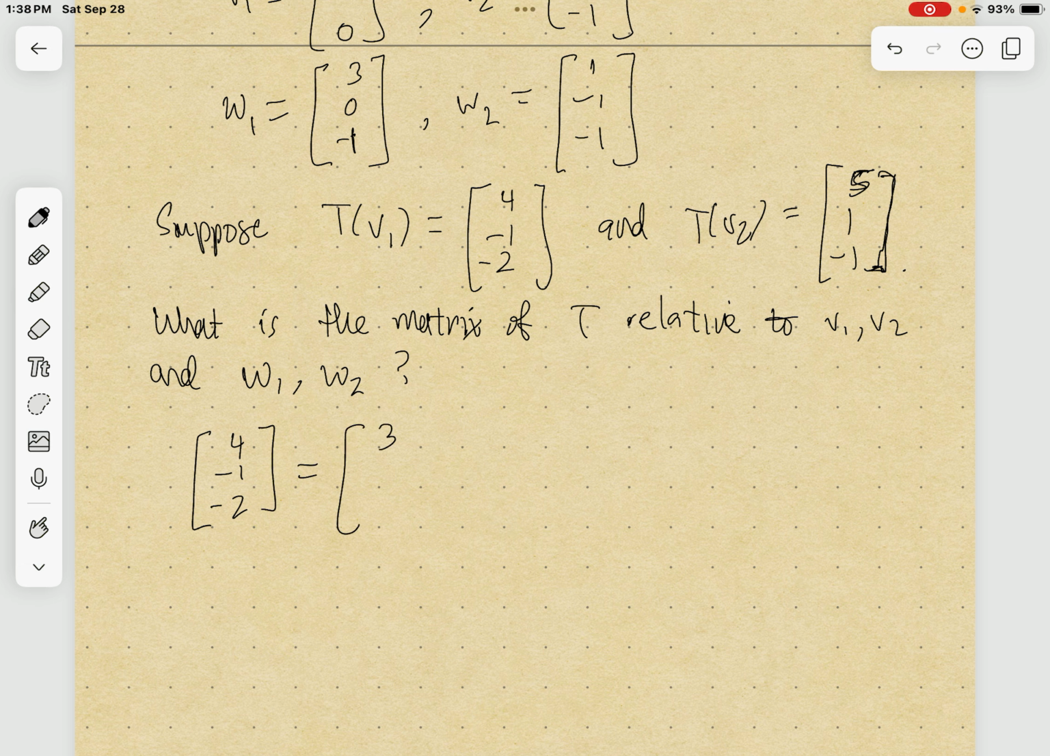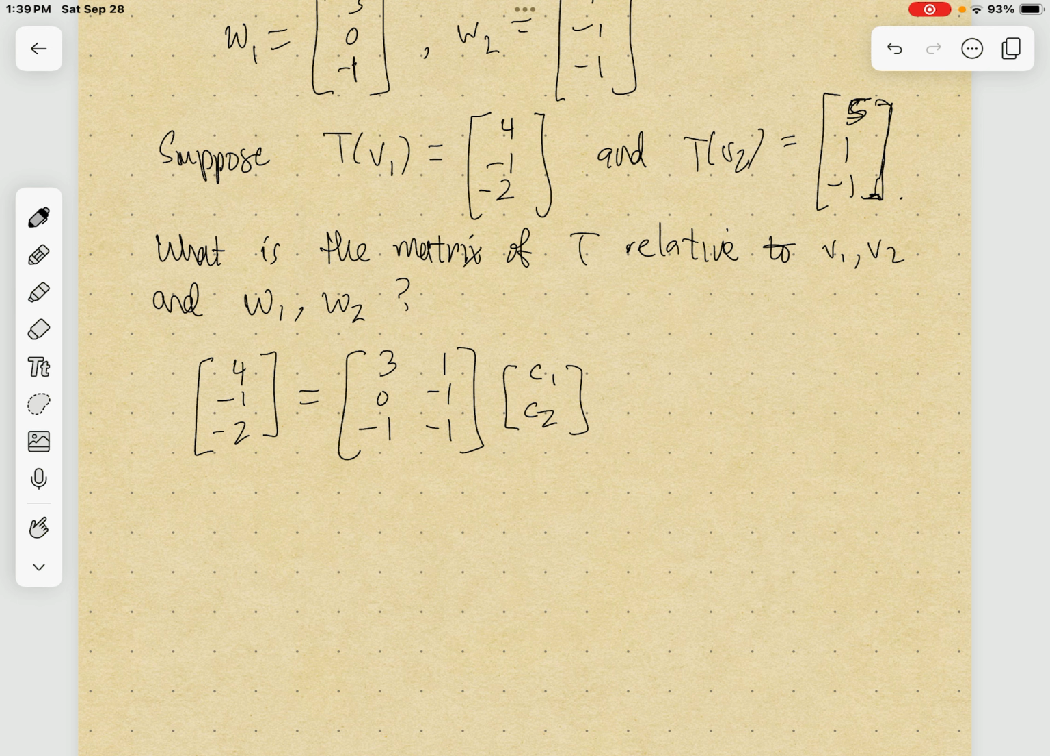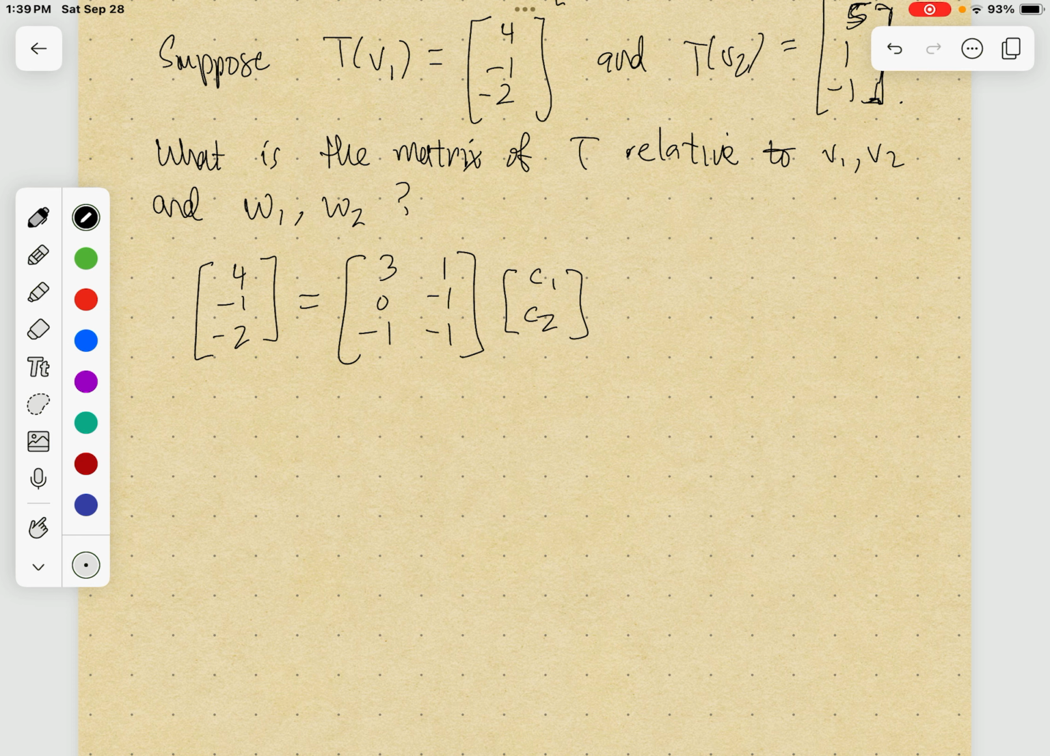Well, remember, if I form this matrix with columns W1 and W2, and if this vector 4, -1, -2 is C1 W1 plus C2 W2, then that's the same as taking this matrix and multiplying it by this vector, right? Because remember, the way we define matrix times a vector is C1 of the first column plus C2 of the second column. Okay, and we need to solve this, and we can just do the augmented matrix. So you get this augmented matrix.